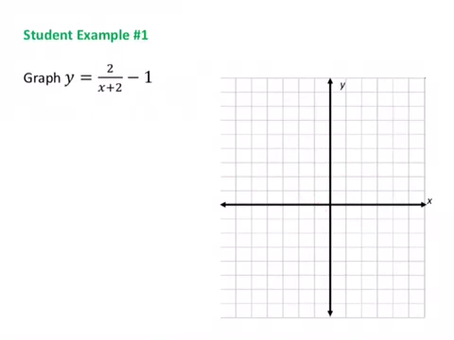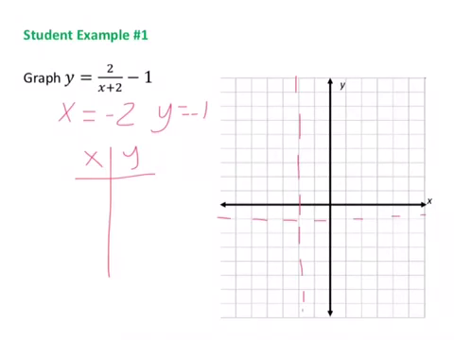Here's an example for you to try. Pause the video. Here are my asymptotes. x equals -2 because we're setting x plus 2 equal to 0, and y equals -1, the number at the end. Now when I build my table, I'm going to build it around the number -2. So I'll choose -4, -3, -1, and 0. And the y values when you substitute are -2, -3, 1, and 0.